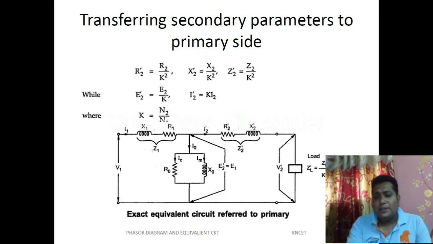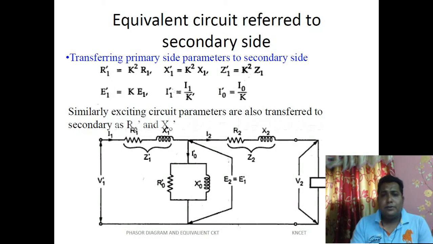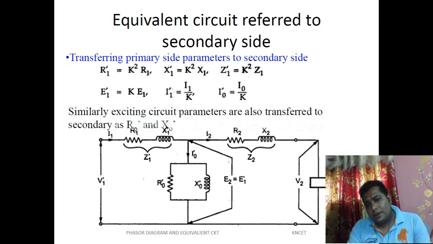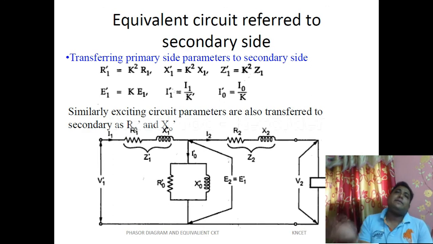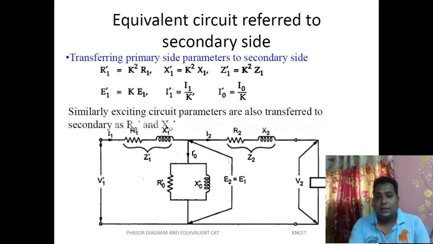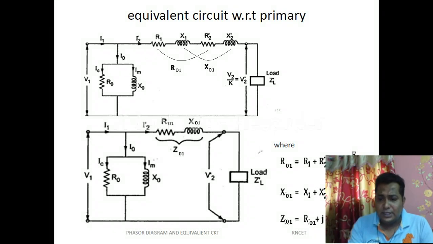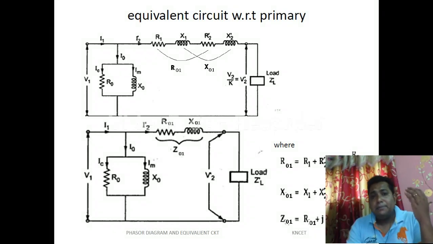equation that you can see over here. Again, this is the equivalent circuit referred to the secondary side. Once we can refer secondary to the primary, and once we can refer primary to the secondary. So these are the diagrams we have given over here. These are the equations you just follow, and this is the method of simplification.